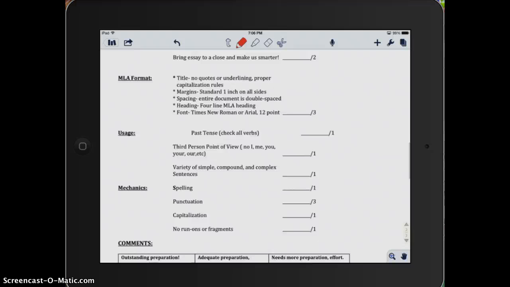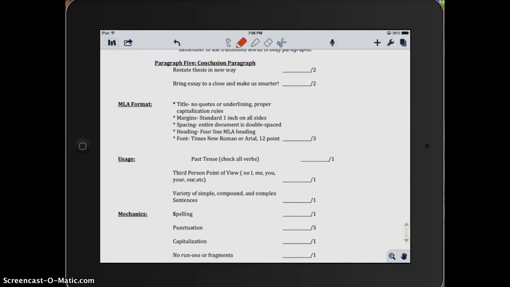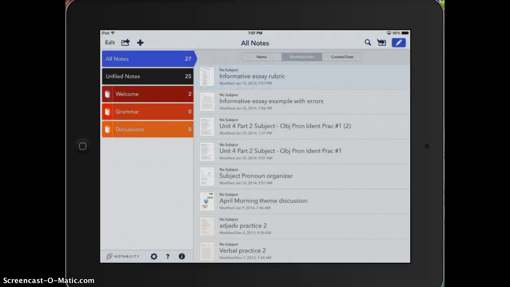Let's skip down here to paragraph 5, their concluding paragraph. We want to restate the thesis in a new way. And finally, make us smarter. What's your so what, right? So let's head back and see if this person did that.